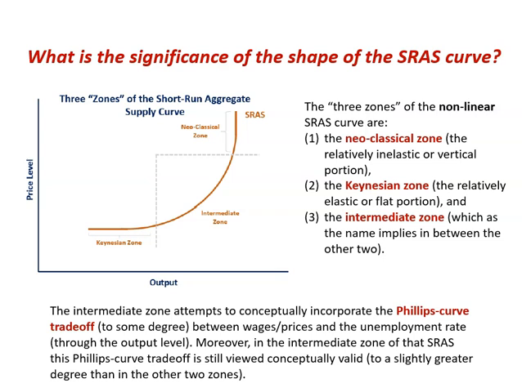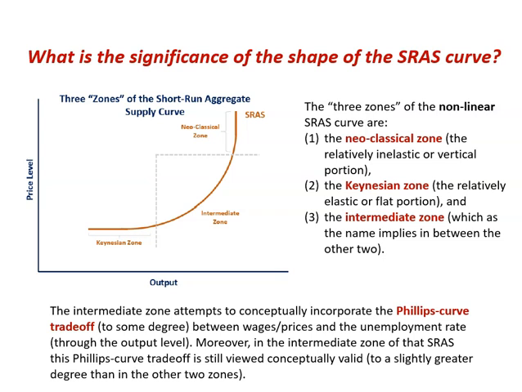They are 1. The neoclassical zone, which is the relatively inelastic or vertical portion of this curve. 2. The Keynesian zone, which is the relatively elastic or flat portion of this curve, and 3. The intermediate zone, which as the name implies is in between the other two. Empirically, we have noted earlier that there is more evidence for the SRAS to be characterized by the intermediate zone, given estimates of its elasticity around 1.5, which is not inelastic as the neoclassical school might argue, nor is it highly elastic as Keynes would have argued, but it tends to be within the relatively elastic range.